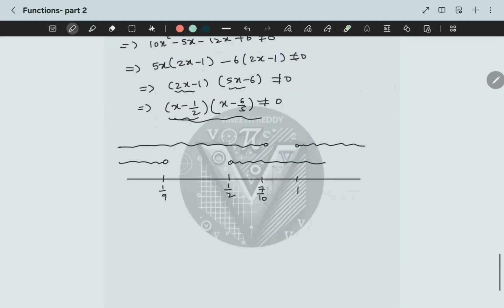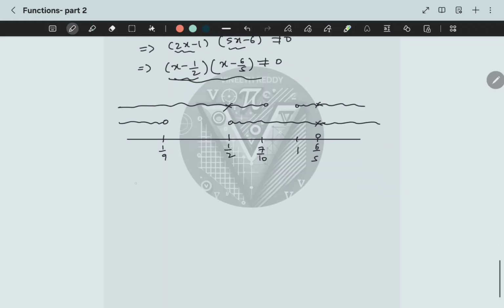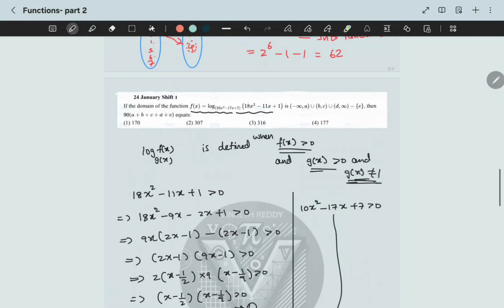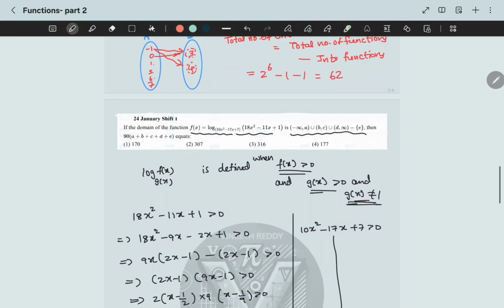And what about the third inequality? x should not be equal to 1/2, and x is not equal to 6/5. 6/5 is 1.2, so 6/5 comes here. At 6/5 we have to exclude it. So what is the domain? x belongs to minus infinity to 1/9, that is the common region, then this one, then this one except 6/5. So minus infinity to 1/9 union 1/2 to 7/10 with open brackets, union 1 to infinity except 6/5. If I am right, yes, it is according to the given question.